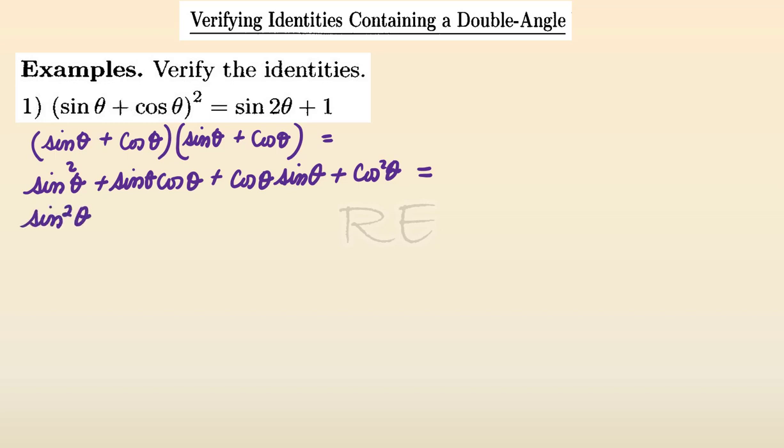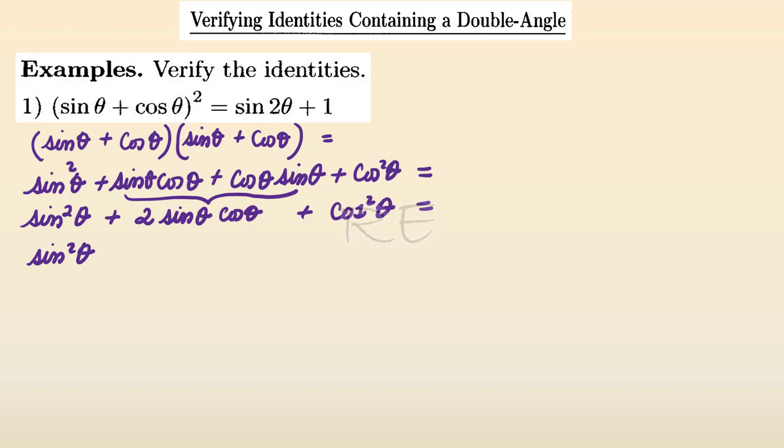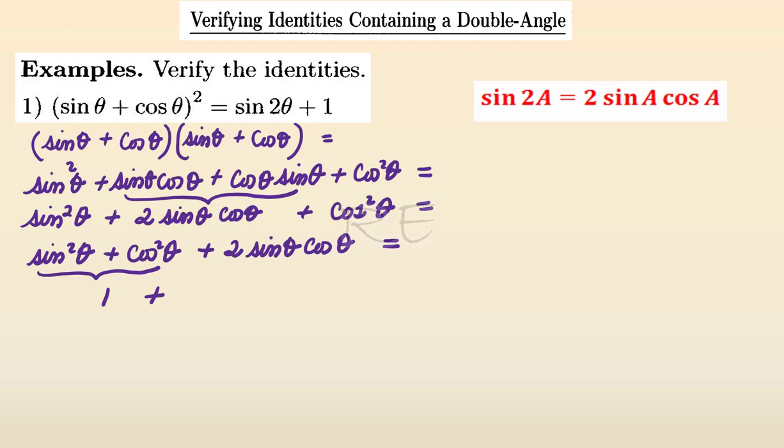Sine squared theta, and sine theta cosine theta plus cosine theta sine theta will be 2 sine theta cosine theta, plus cosine squared theta. Now we rearrange the pieces. Sine squared theta plus cosine squared theta plus 2 sine theta cosine theta, and sine squared theta plus cosine squared theta is equal to 1. And 2 sine theta cosine theta, according to the formula, is equal to sine 2 theta. Therefore, 1 plus sine 2 theta is equal to 1 plus sine 2 theta.